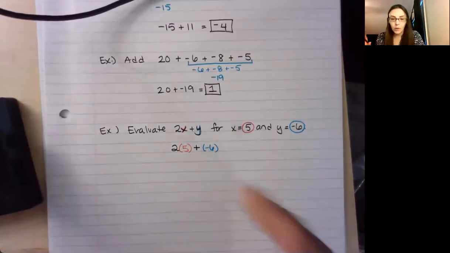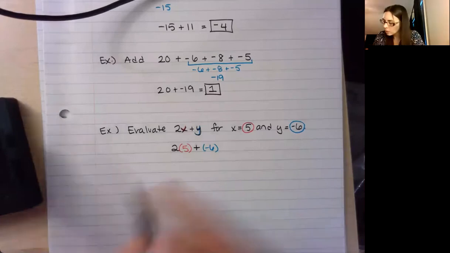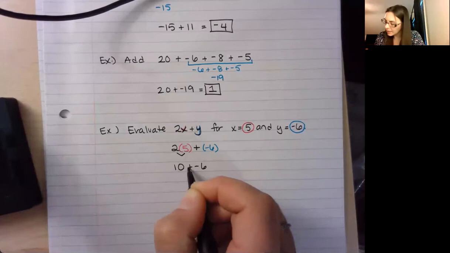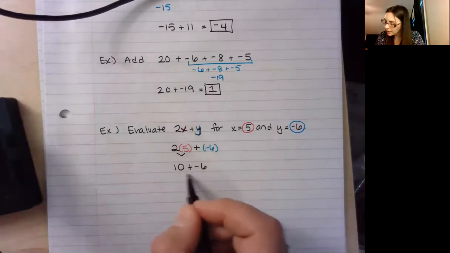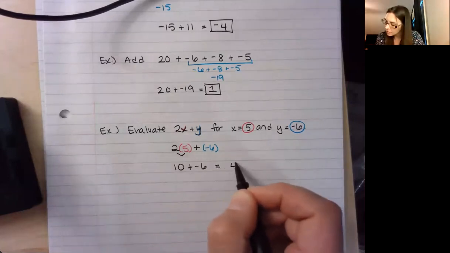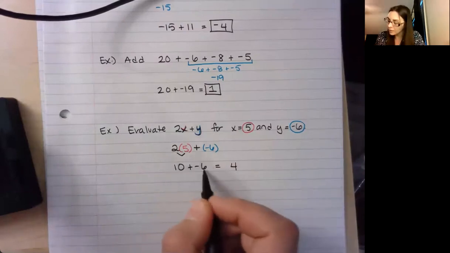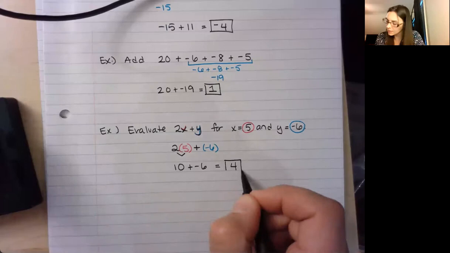So I do have to follow order of operations. So I do my multiplication first, which is 10. And then I have 10 plus -6. Now these are different signs, so I have to subtract. And I have 10 positives and 6 negatives, so I have more positives, so this will stay positive.